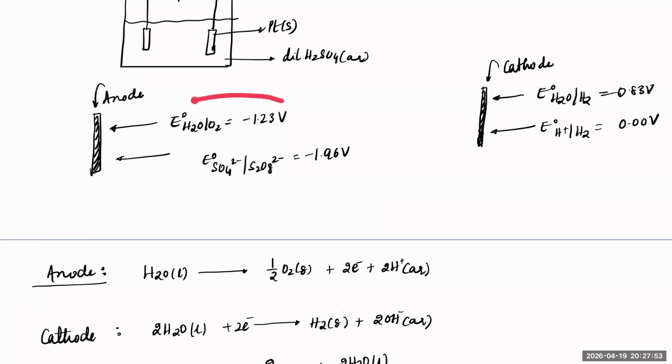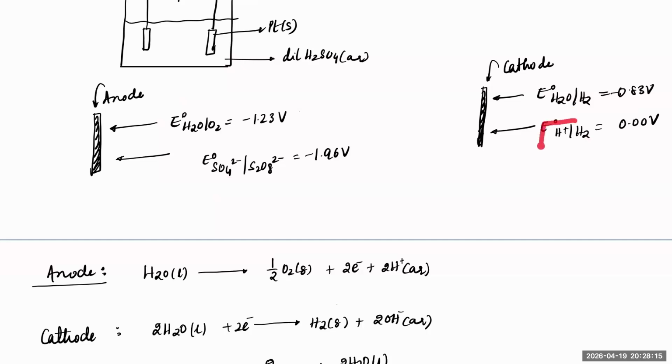See, at anode, these two ions will compete, right? At cathode, these two ions will compete. What are these two ions? Look at it carefully. One is H plus and water. These two are competing here, correct? And here it is sulfate and water. These two are competing.